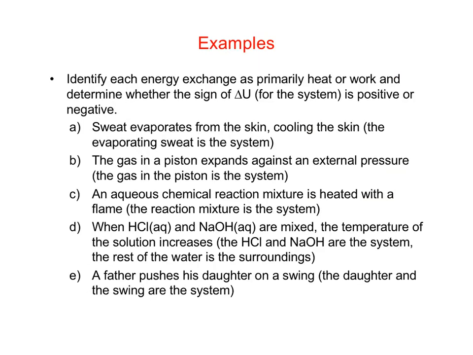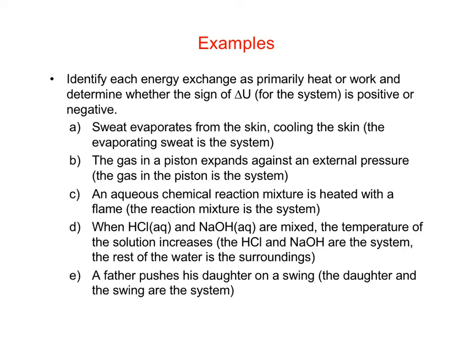In these examples, we want to identify whether the energy exchange is primarily heat or work, and then we want to determine whether the sign of delta U for the system is positive or negative. Now in principle, we can define the system however we want. In each one of these examples, we're told explicitly what the system is. For chemical reactions, the system is generally the molecules that are reacting, and the surrounding is everything else.